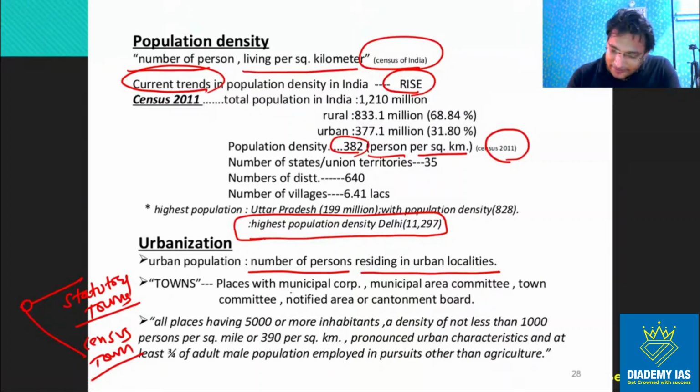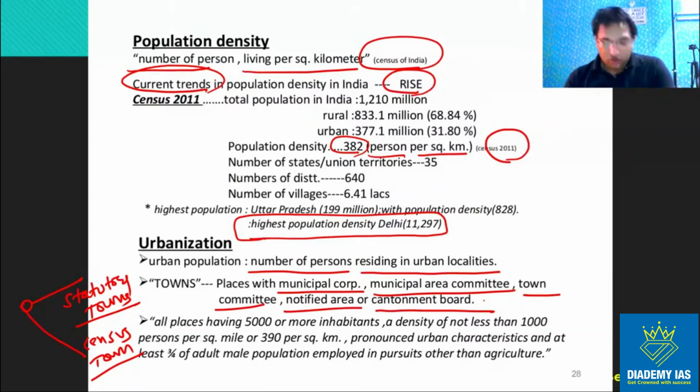So what is the meaning of statutory town? That means the places which are having the municipal corporation or municipal area committee or town committee or notified area or cantonment board of the military, etc. So they are called statutory town. They might have the population of 5,000 or not. So population will not decide whether those areas are towns or not. It is the statutory status, like whether it is having the municipal corporation or a cantonment board or town committee, etc.